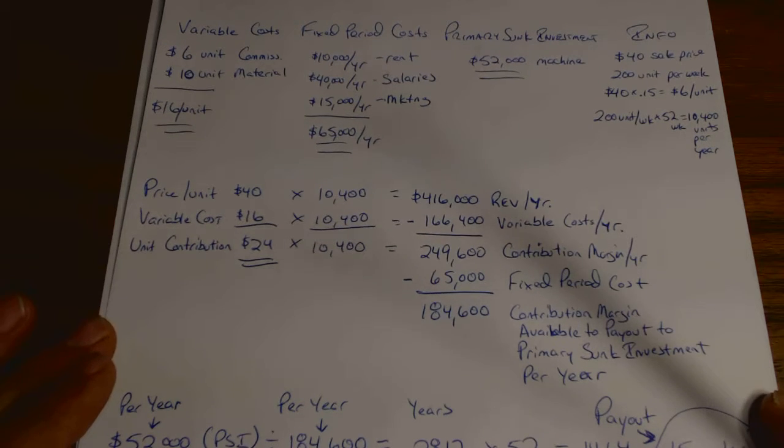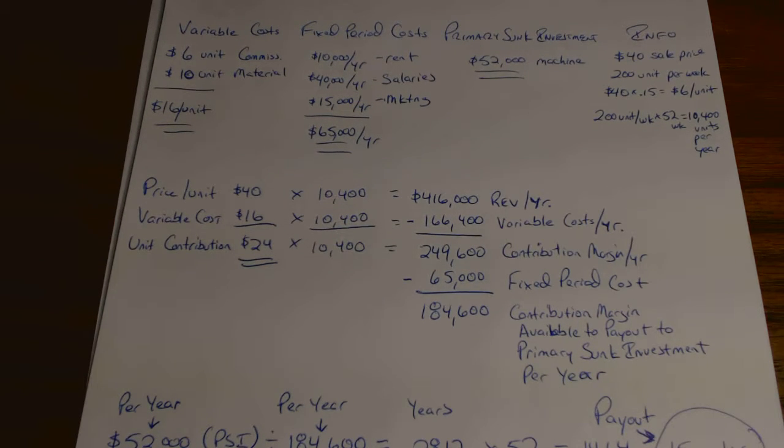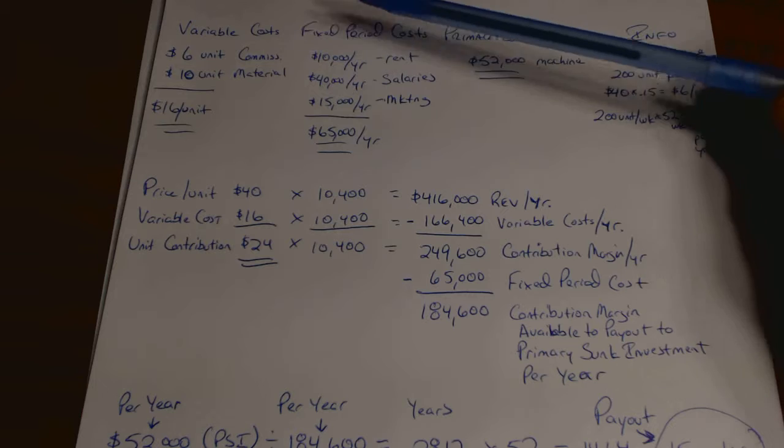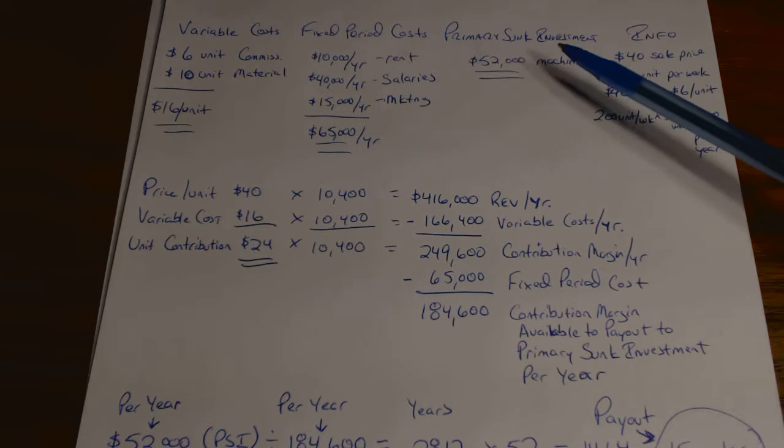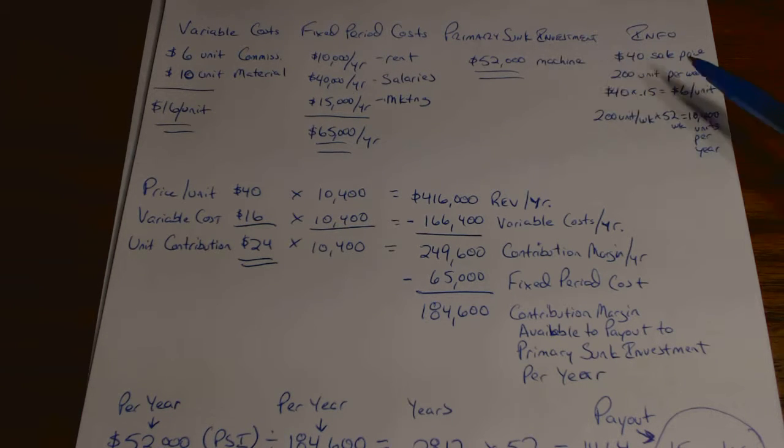Again, what I do is I put the information into 4 different categories: variable costs, fixed period costs, primary sunk investment, and then, of course, the information that they give you that you need to figure out some stuff. Okay, so for instance, $40 sales price per unit, that should say per unit on it. We'll need to use that.